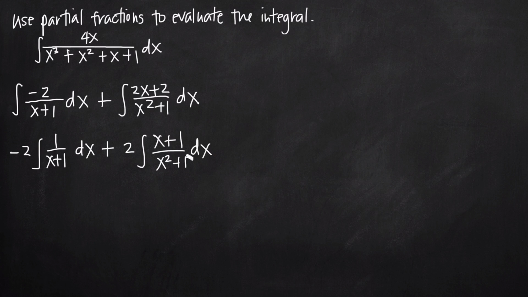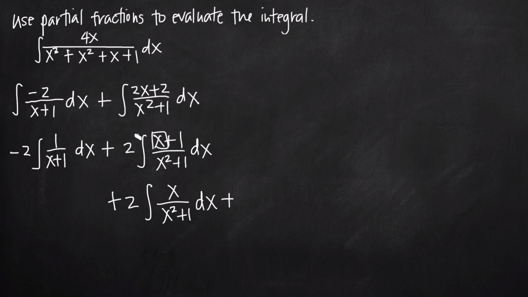This second integral we can go ahead and break apart again, so we're going to leave this integral as is. This second integral, though, is going to become plus 2 times the integral of, we're going to take just one term at a time from the numerator, which we can do. So we can say x over x squared plus 1 dx, taking just this term.